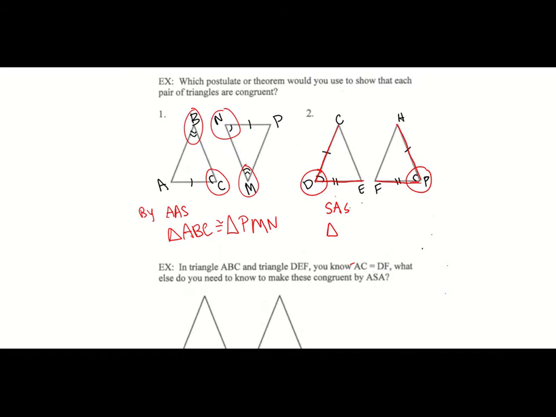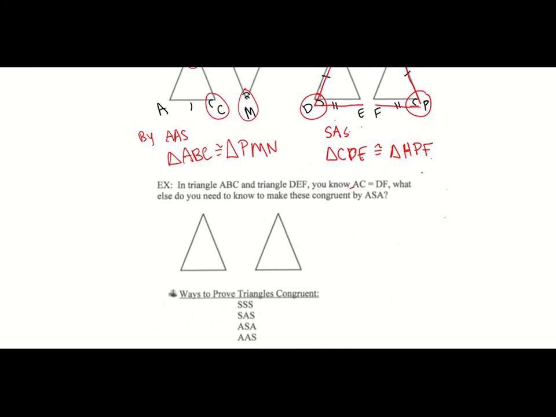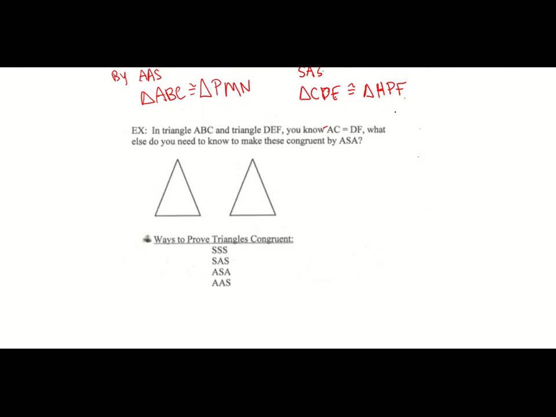And we can say triangle CDE is congruent to triangle H, CD matches P, and F. Okay? Last one.